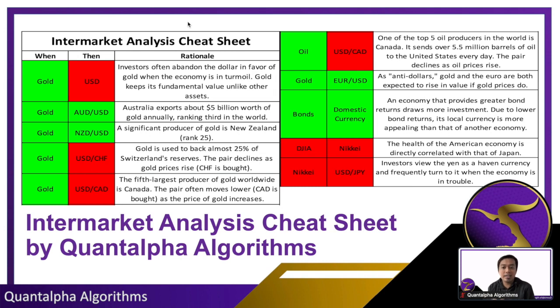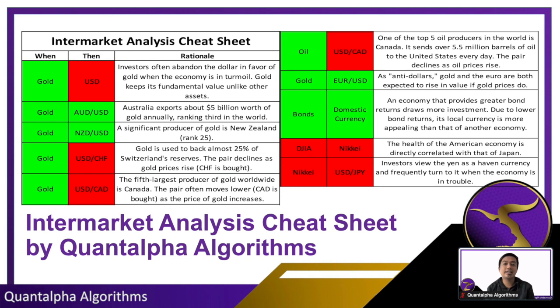So, the intermarket analysis cheat sheet. Let's explain this briefly. For example, we have here gold, and the gold is on green. When we say green, the gold is going up. If gold is going up, then basically the USD will go down. Why? The rationale is that investors often abandon the dollar in favor of gold when the economy is in turmoil, because gold is considered a safe haven asset. Gold keeps its fundamental value unlike other assets.